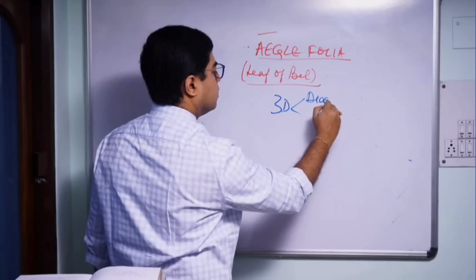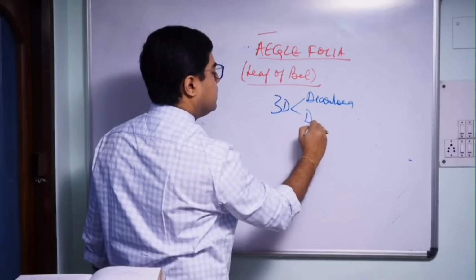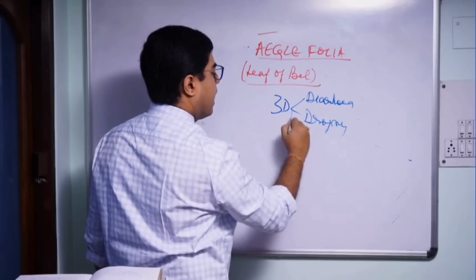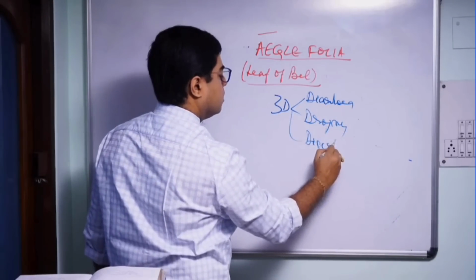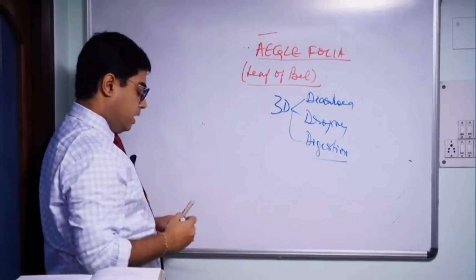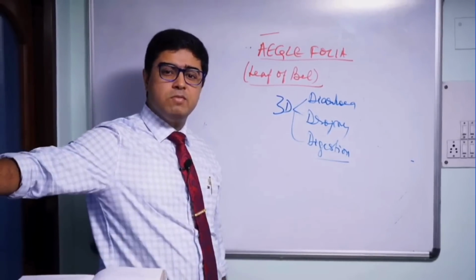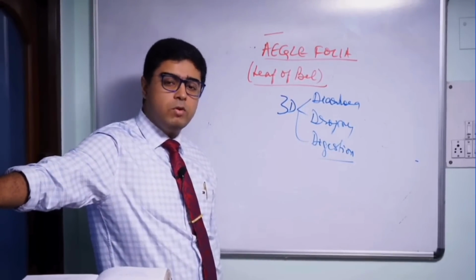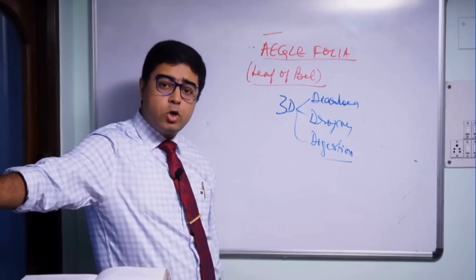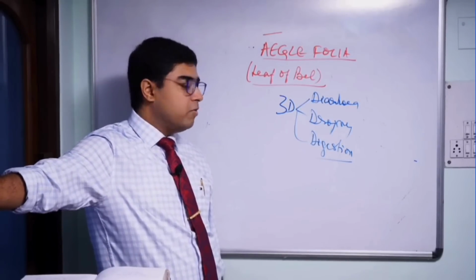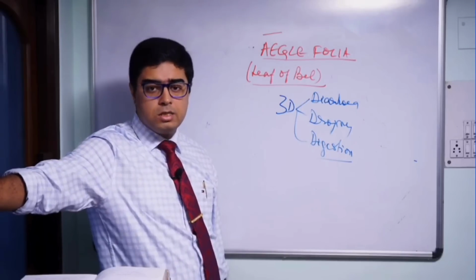Diarrhea, dropsy, and digestion. So diarrhea is a common area for Aegle folia. So again we come back to cases of gastric fever where you have fever with diarrhea, fever with dropsy, and fever with digestion. So indigestion is the correct word.